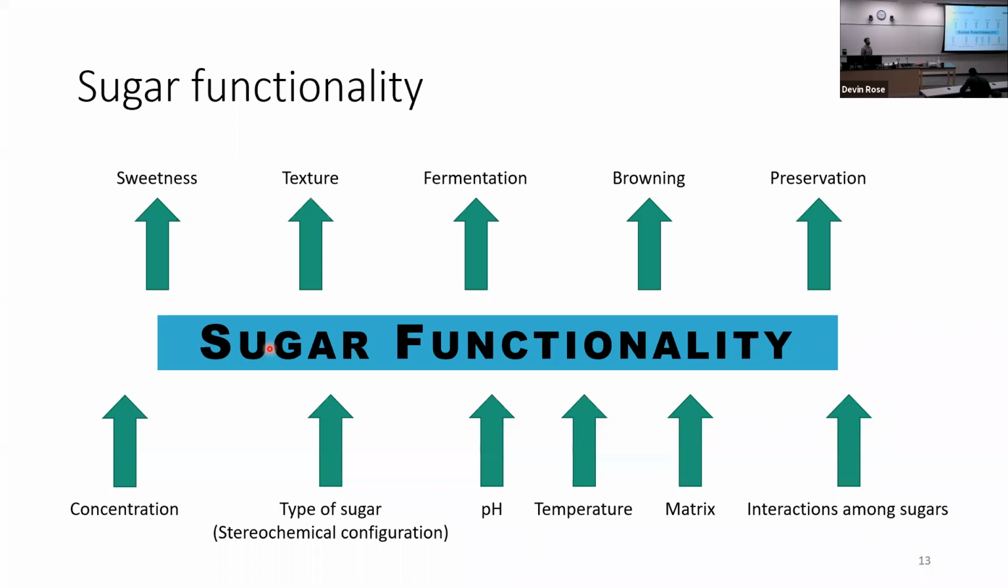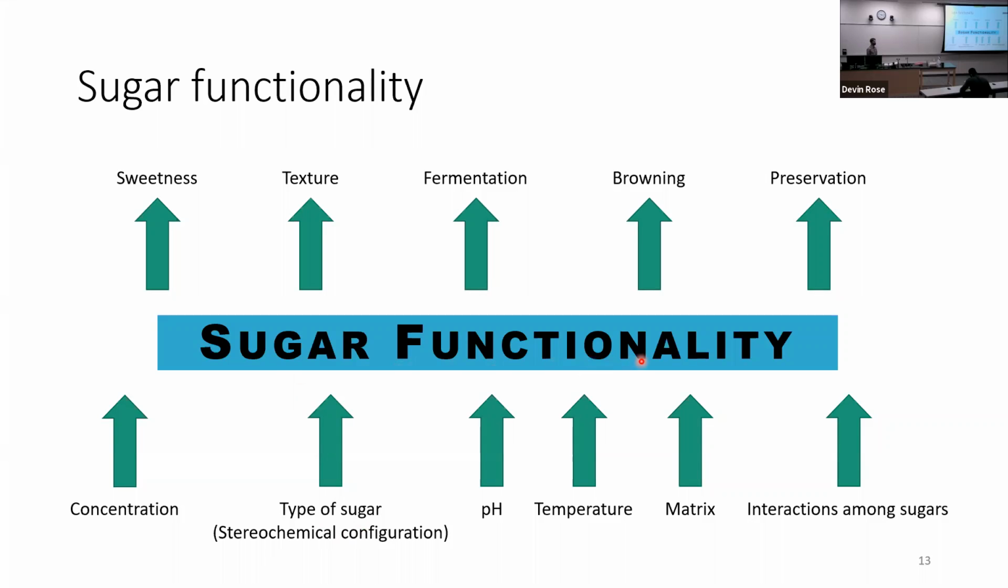Okay, let's move on to some maybe more fun topics. So we're done talking about structures. Now let's talk about functionality. We have lots of things that sugars do in foods. Down here, we have some different factors: concentration, the type of the sugar, and so on. And all of these factors are going to influence the functionality of sugar.